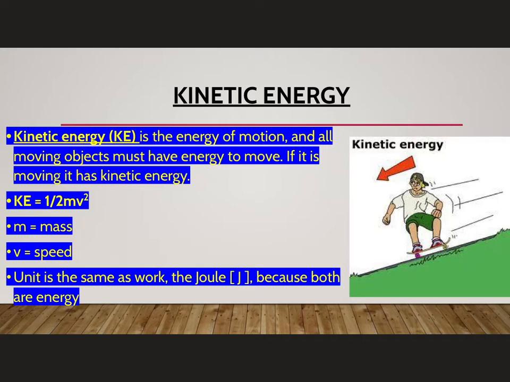Anyway, kinetic energy, we use a symbol to represent it of KE, and basically it's the energy of motion. If anything is moving, you know it has kinetic energy. Kinetic really is just a fancy word for motion. So anything that's moving has kinetic energy. We have the formula for it: KE is equal to 1/2 of mass times velocity squared.